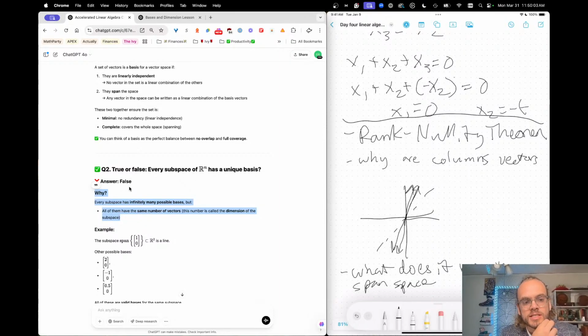Every subspace has infinitely many possible bases, but all of them have the same number of vectors. That's what the dimension is.